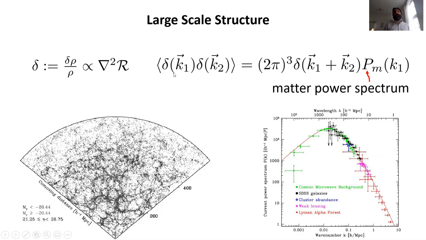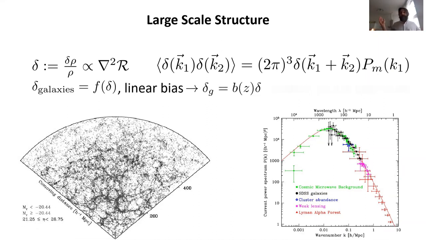The two-point correlation function of delta in Fourier space relates to this thing called the matter power spectrum. Now, this relates to this curly R that we have to begin with, but the relation gets more and more convoluted and complicated. Now, we would like to measure what this matter power spectrum is, but there's a catch. We don't ever see dark matter. We only see galaxies. And so the relationship between galaxies and the underlying matter structure is related by this quantity called the bias. And that's also very, very complicated to figure out.